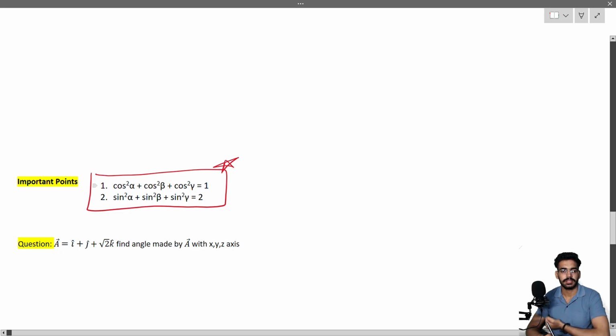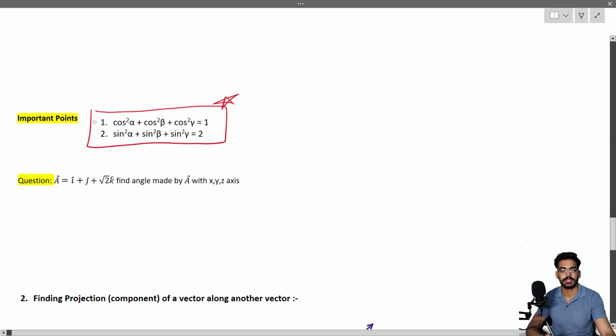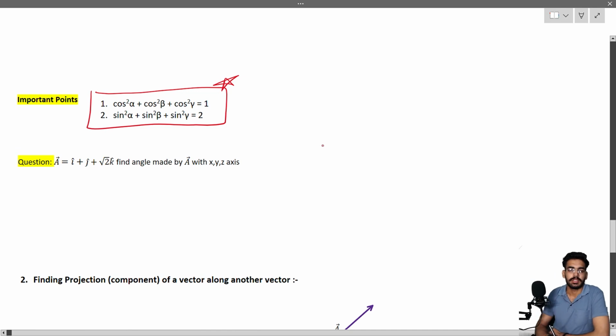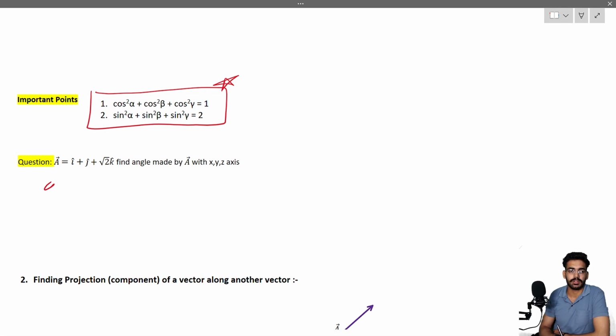Now one question we have based on this formula, that is find the angle made by a vector with x, y and z axis. So I can write cos alpha is equal to 1 by magnitude of this, the magnitude is 1 by root 4, that is 2. So cos alpha is equal to 1 by 2, so alpha is 60 degree.